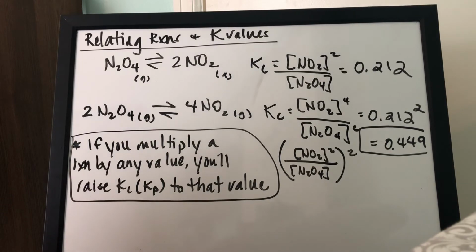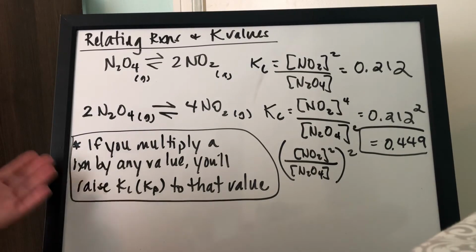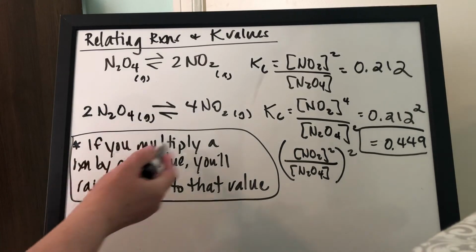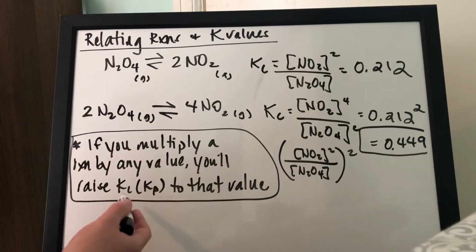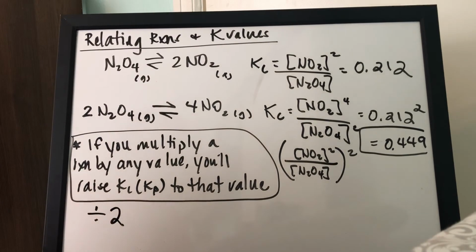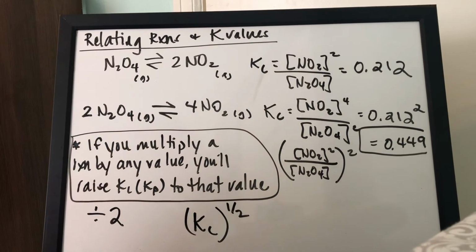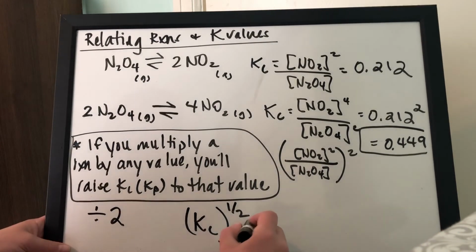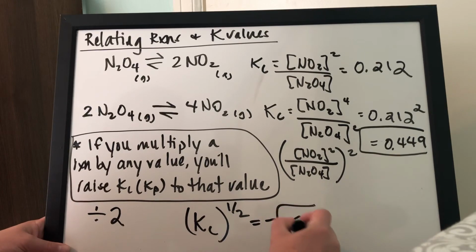So you might also be thinking, well, what happens if I divide a reaction? Well, the same rule applies. Okay, if you divide a reaction by any value, you'll raise Kc or Kp to that value. So let's say you divide by 2. Okay, you're technically halving the reaction. Well, you would take Kc and you would raise it to the half power, which is actually taking a square root. Do you know that? I think you should know that. That's actually taking a square root.